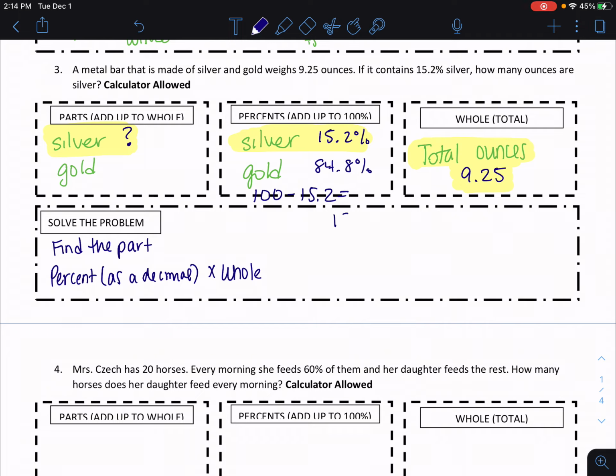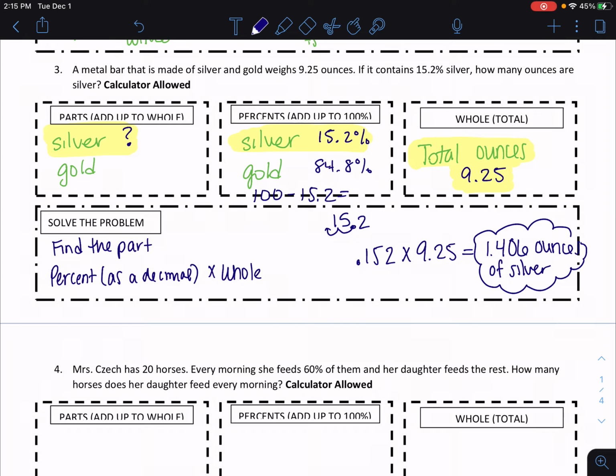So I'm going to change 15.2 into a decimal. I'm going to take my decimal, move it 2 places to the left. So I get 0.152 times 9.25. And this one I can use a calculator. And I get 1.406 ounces of silver. So this was finding the part. So you're writing your percent as a decimal and multiplying by the whole.